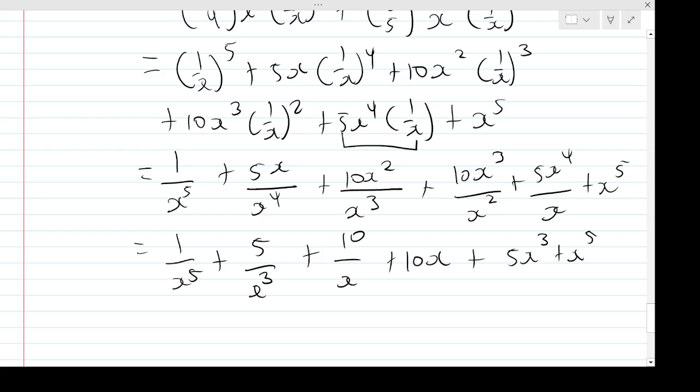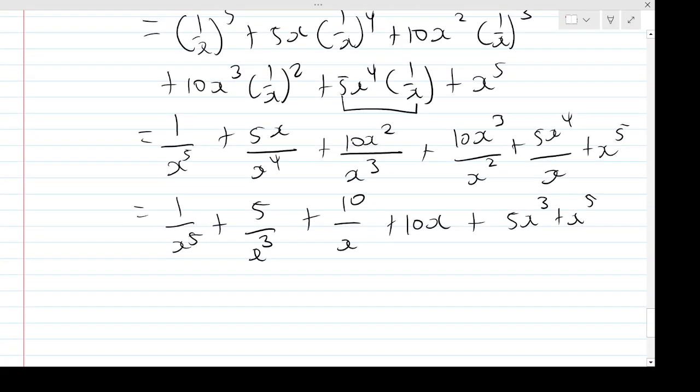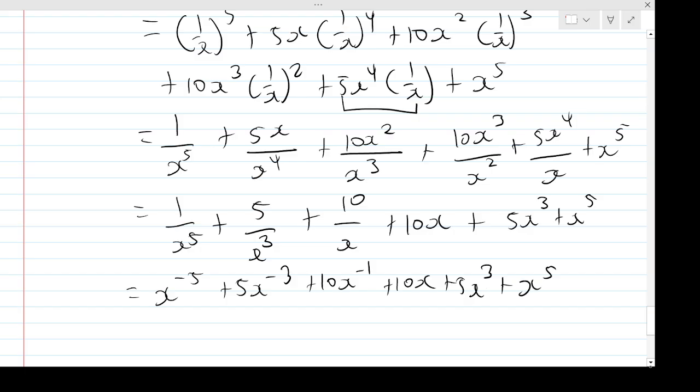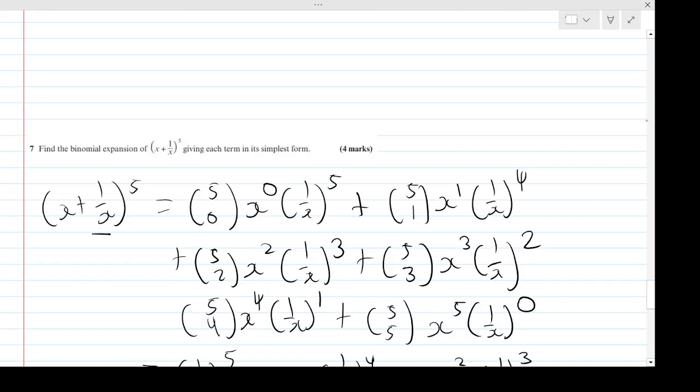And there we are. You could perhaps simplify it by rewriting it as indices. So you could say it's x to the minus 5, add 5x to the minus 3, add 10x to the minus 1, add 10x, add 5x cubed, add x to the 5 if you wish, but that wasn't necessary. It doesn't ask to give it in a particular form, just to simplify it. So that means simplify the fractions, essentially. But there we are then.